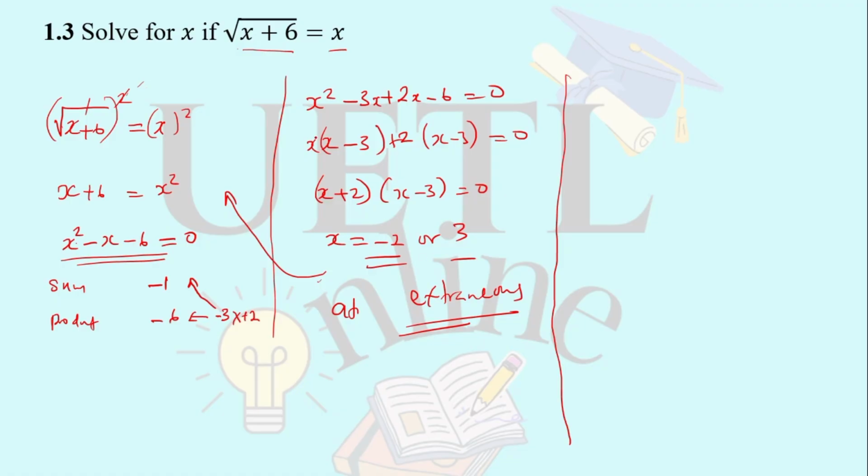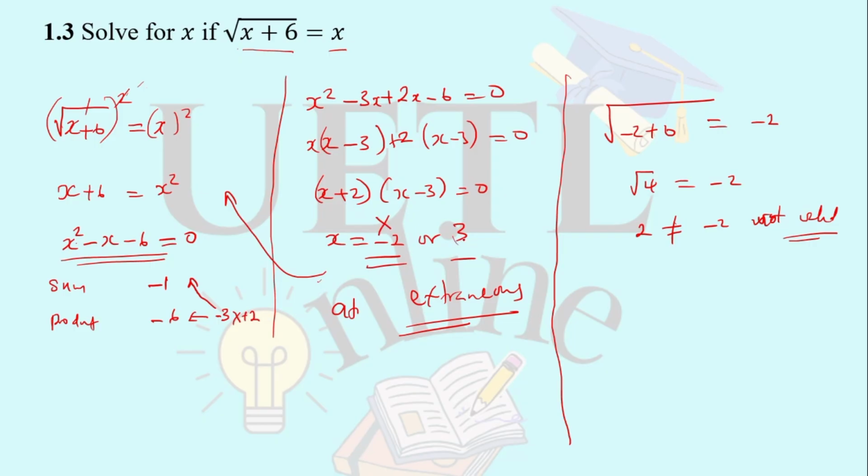So the first thing, let's test -2. Root of -2 plus 6 must be equal to -2. We are substituting x here. Here we get root 4 is equal to -2, and we can now see that 2 is not equal to -2. So this means that this is an extraneous answer and not valid. It's a simple way that tells us this is not the answer, so we cancel this out.